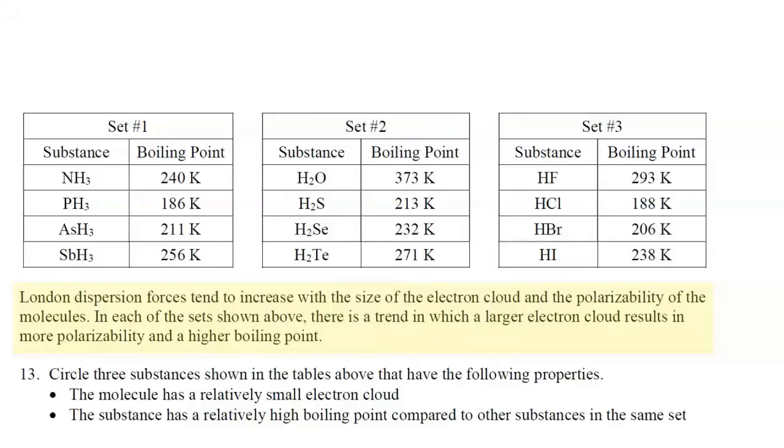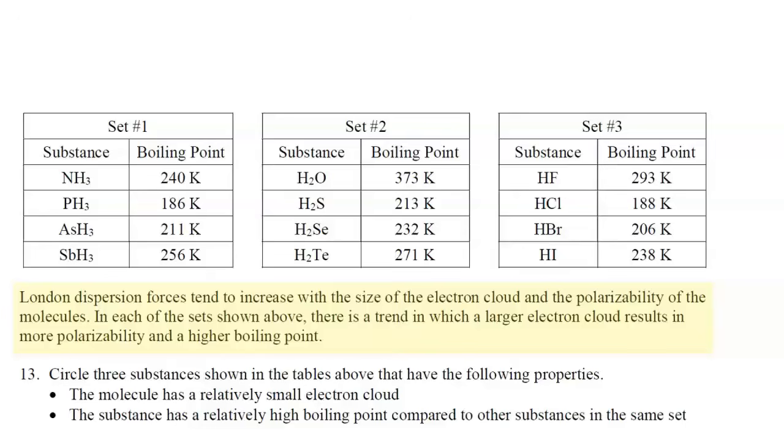NH3, PH3, AsH3, and SbH3: size of the electron cloud is increasing in set 1. And then in set 2, the same pattern, H2O, H2S, H2Se, H2Te, size of the electron cloud is increasing. And then in set 3, HF, HCl, HBr, HI, size of the electron cloud is increasing. But we're looking for a certain exception to the trend, molecules that break the trend.